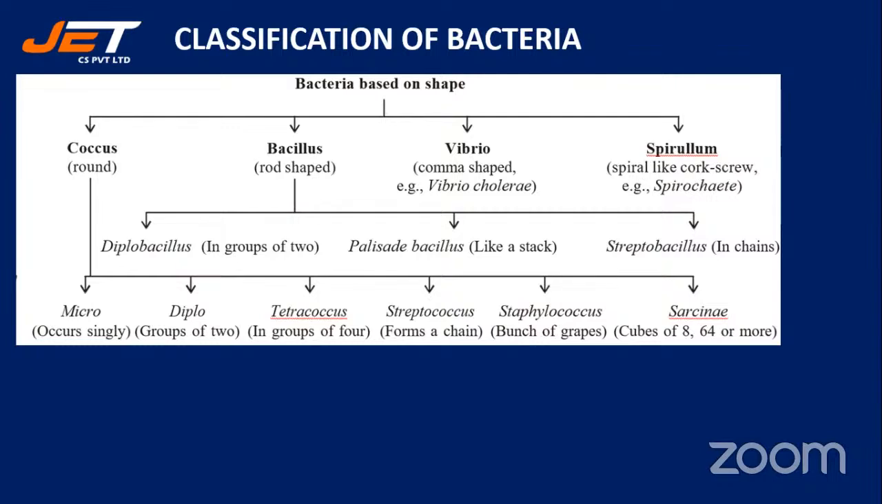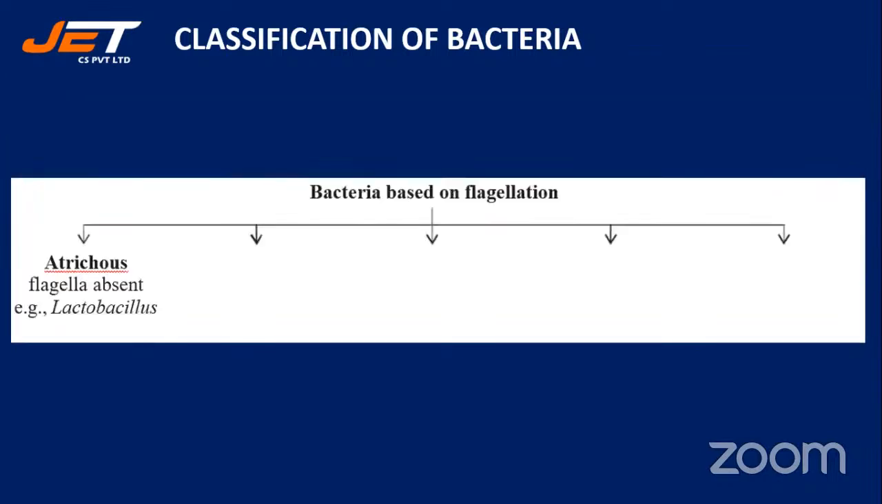We all know this. Among them, I told you that diplo means two, vibrio means something which is comma shaped like the Vibrio cholerae, and diplobacillus, then palisade bacillus, it's like a stack. Strepto means chain. Always remember strepto means chain. Staphylo means like a bunch of grapes. Sarcina is in packets of eight, and so on. We have all learned this.